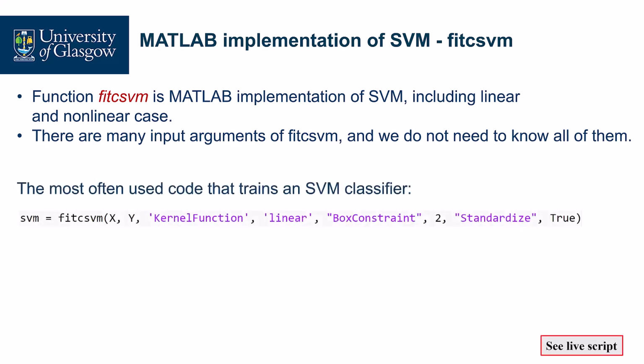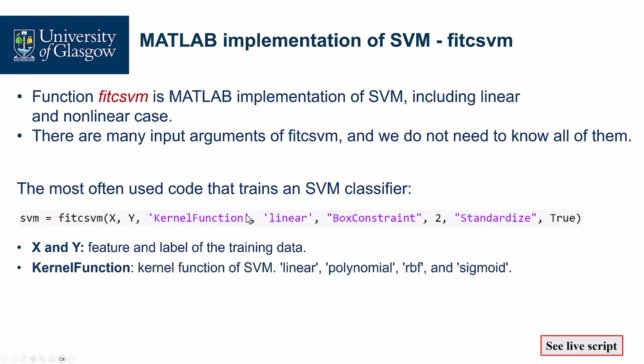Here I provide the most frequently used code to train an SVM classifier. We can see this is the function fitcsvm with X and Y, where X is the features and Y is the labels of the training data. The second one is the kernel function, which is what we have just discussed. It can be linear, polynomial, RBF or sigmoid, to transfer from a low dimensional space to a high dimensional space.